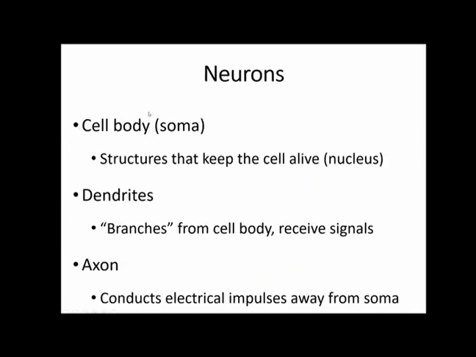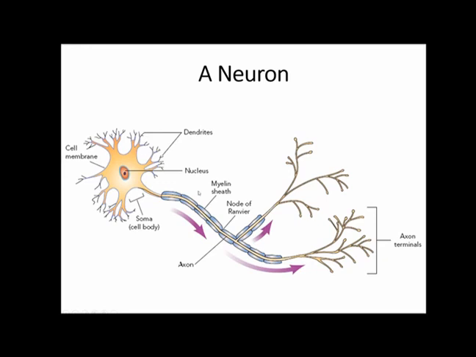So we have our cell body, which is sometimes called the soma, and these are all of the structures that keep a cell alive. So in biology class in high school, when they were talking about the cell and all of your organelles and all of the stuff that makes a cell function, that's all contained within the cell body. So we mostly care about the nucleus within this cell body. And I'm going to flip to the next slide to just show you what we're talking about. So our cell body is this portion, the body or the big fat part of our neuron. So this is our cell body.